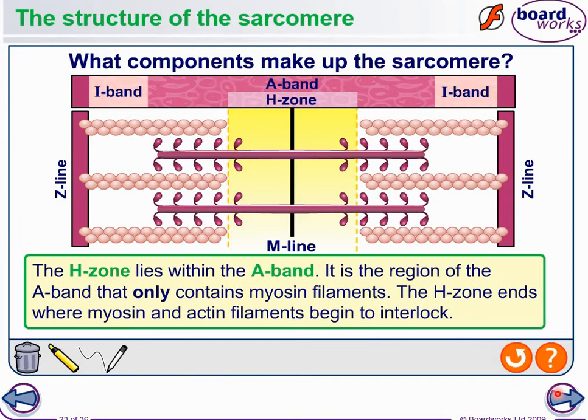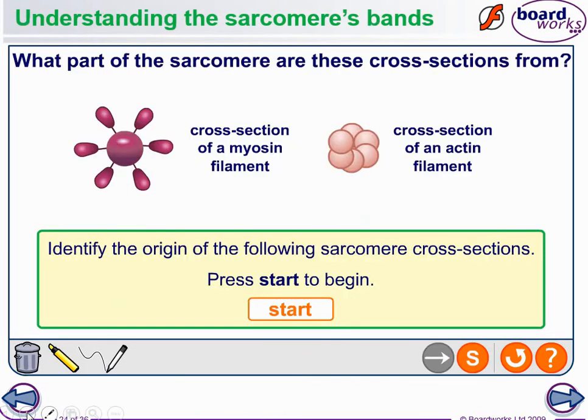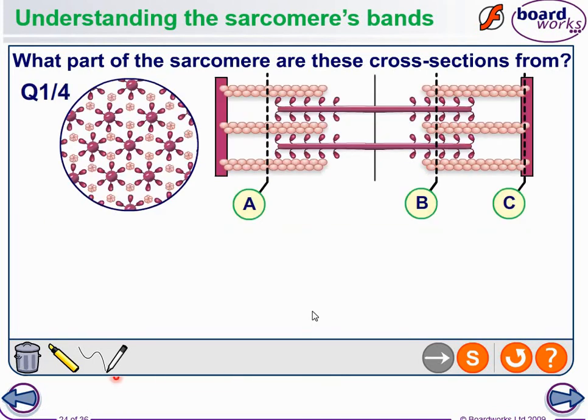I'm not sure why this isn't working as it should, but there we go. Welcome to the jet age. Cross section. Oh, here's a sarcomere. Which of 1 to 4 is that region? Is it line A, B, or C? Have a guess.